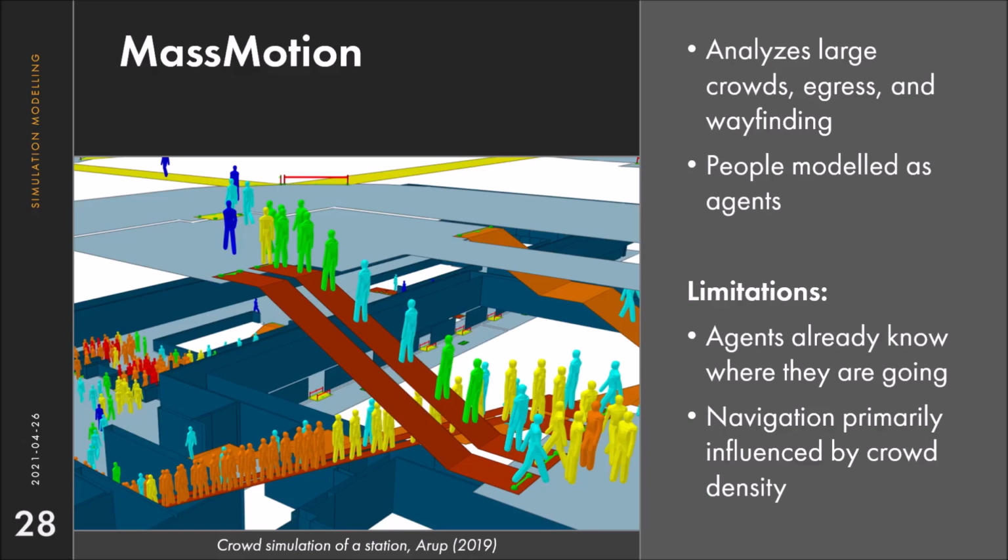MassMotion is more than capable of modeling architectural spaces. However, its main limitations are that its agents are already aware of their targets from the beginning, they cannot get lost, and their navigation is primarily influenced by the density of surrounding people. However, this is still useful for egress and evaluating LOS factors.